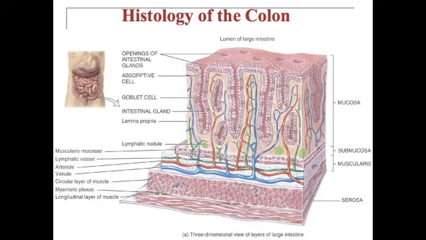The epithelium contains mostly absorptive and goblet cells. The absorptive cells function primarily in water absorption, and the goblet cells secrete mucus that lubricates the passage of the colonic contents. Both absorptive and goblet cells are located in long, straight, tubular intestinal glands that extend the full thickness of the mucosa.